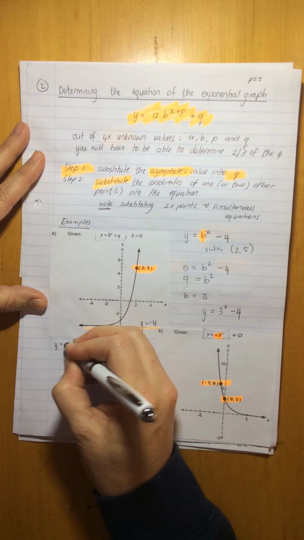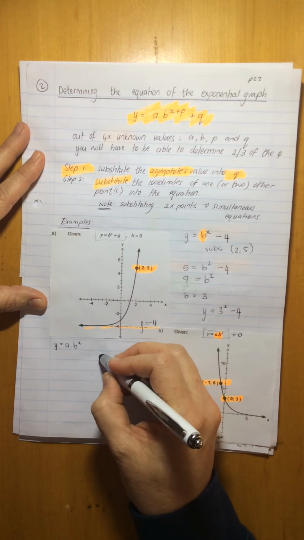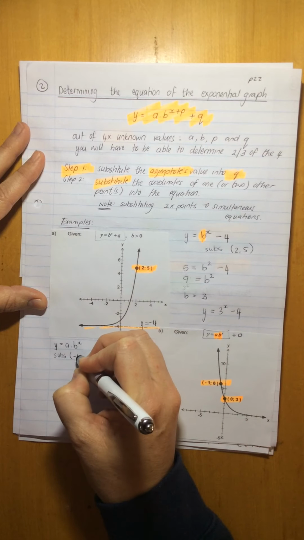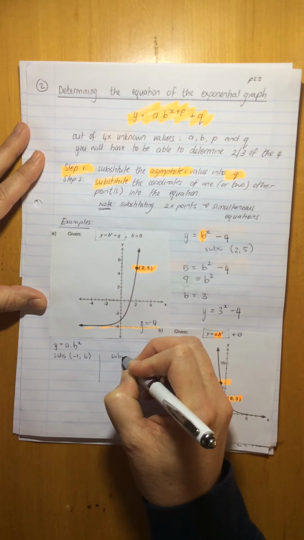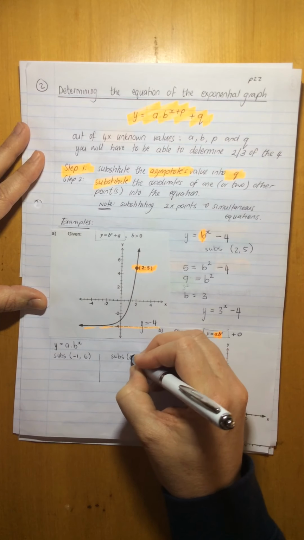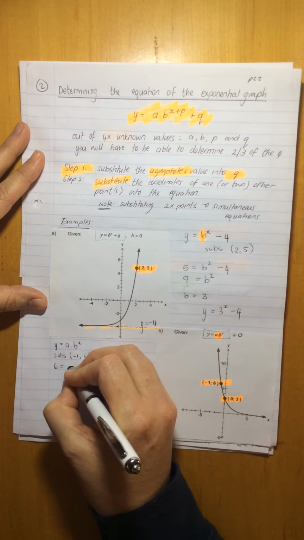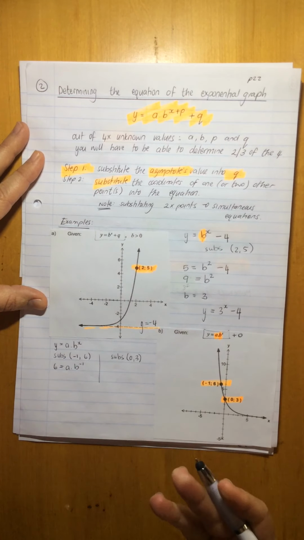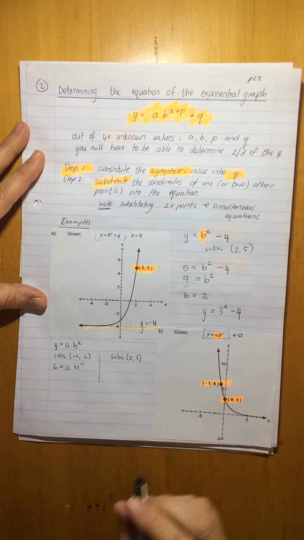So I have y equals a times b to the power of x. I'm basically going to have two sums. I'm going to substitute minus 1 and 6, and I'm going to substitute 0 and 3. So I have 6 is equal to a times b to the power of negative 1. Now I can't solve an equation if I don't have one variable.